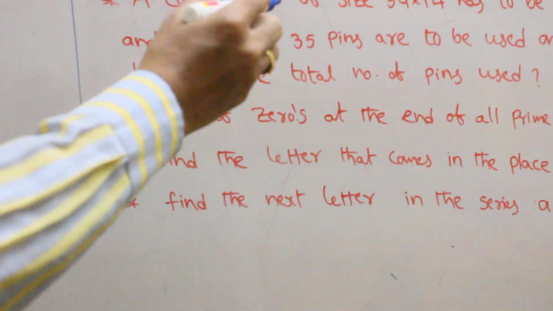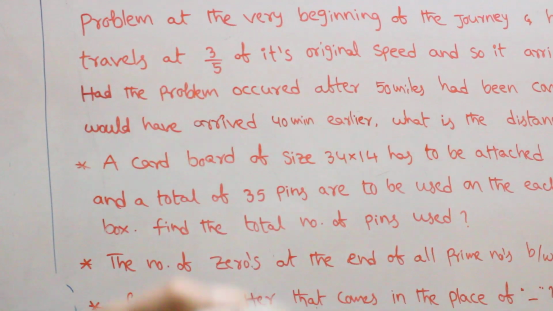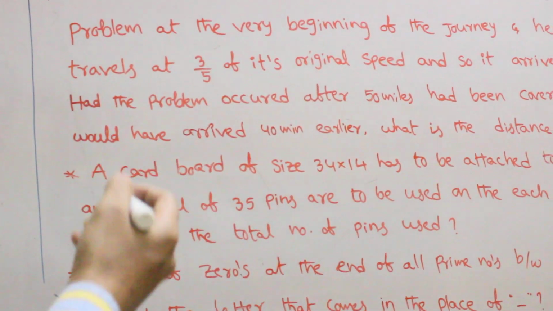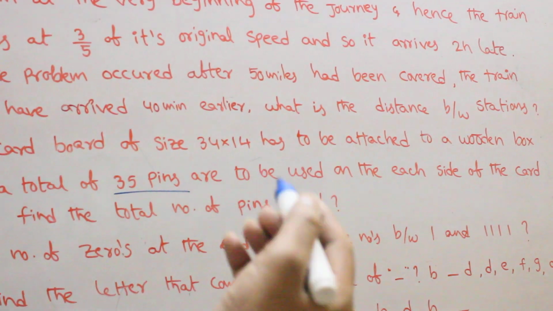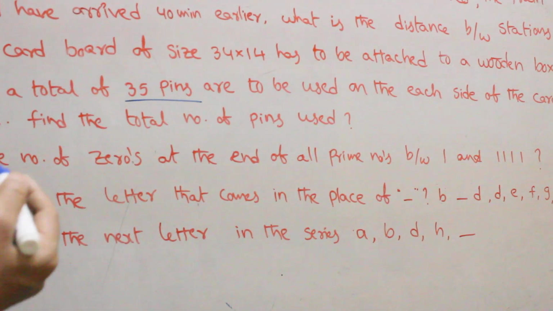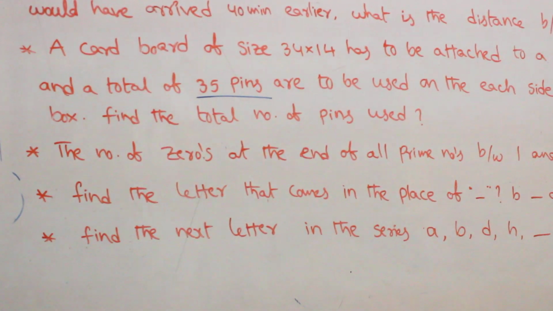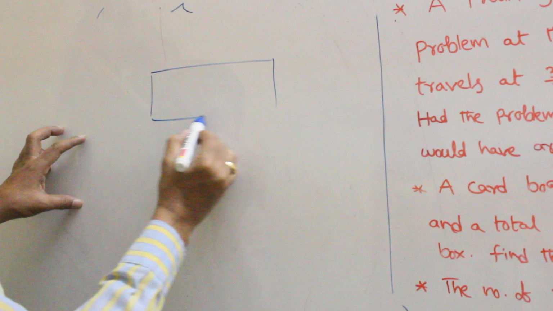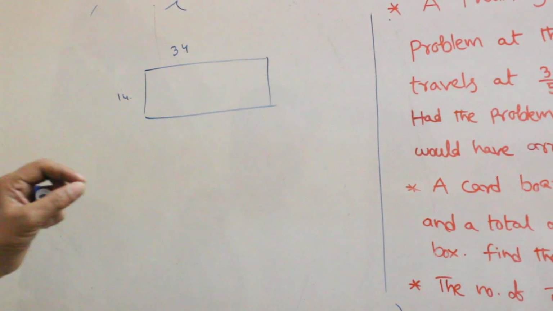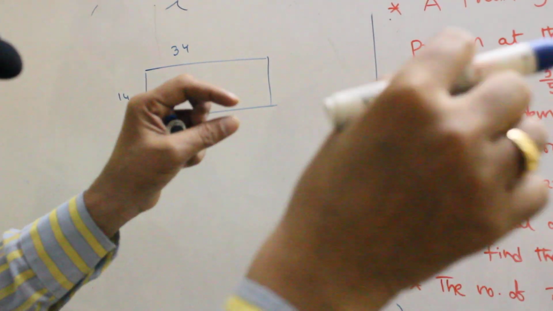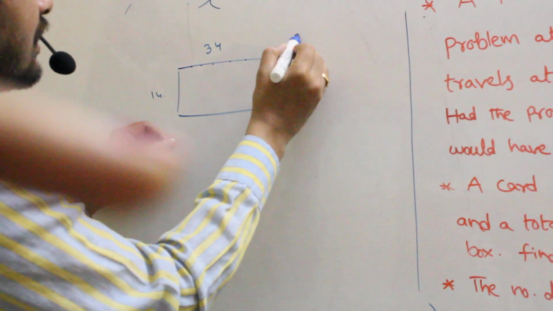A cardboard of size 34 into 14 has to be attached to a wooden box, and a total of 35 pins are to be used on each side of the cardboard. Find the total number of pins used. This is the cardboard, the size is 34 into 14. But each side is arranged. How many pins are there? 35 pins, each side has 35 pins.